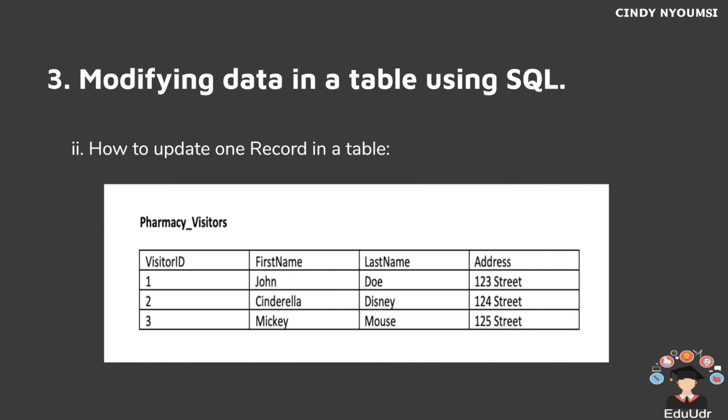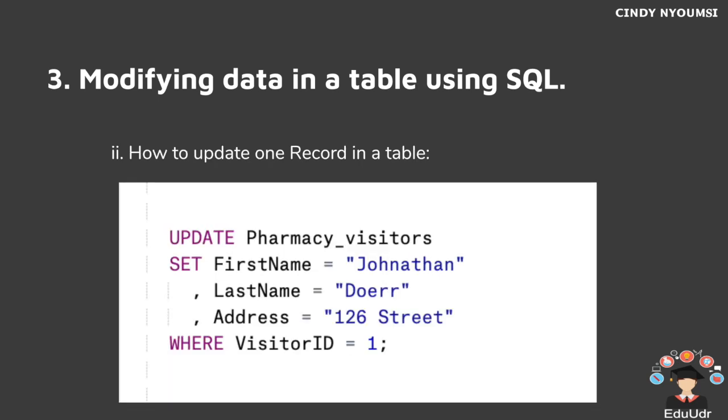So he actually lives on 126 Street and not 123 Street. To update using the UPDATE statement, we write: update pharmacy visitors, which is our table name, set the first name column to Jonathan, last name Doe, and address 126 Street. And very importantly, since we only want to update John's record, we use his unique visitor ID as a condition in a WHERE clause, and ta-da, that's it.